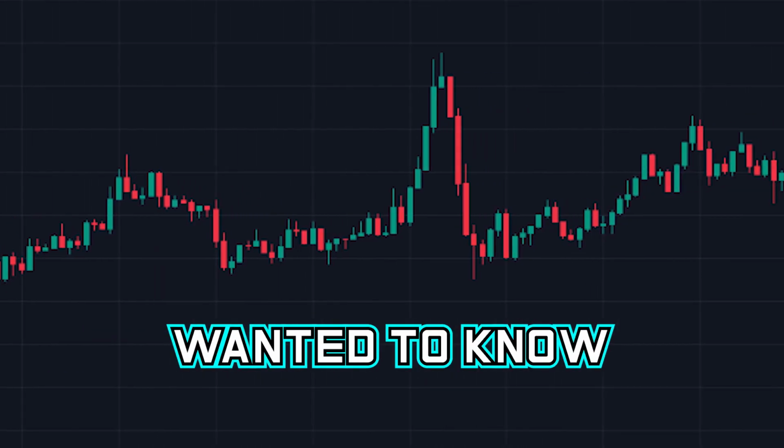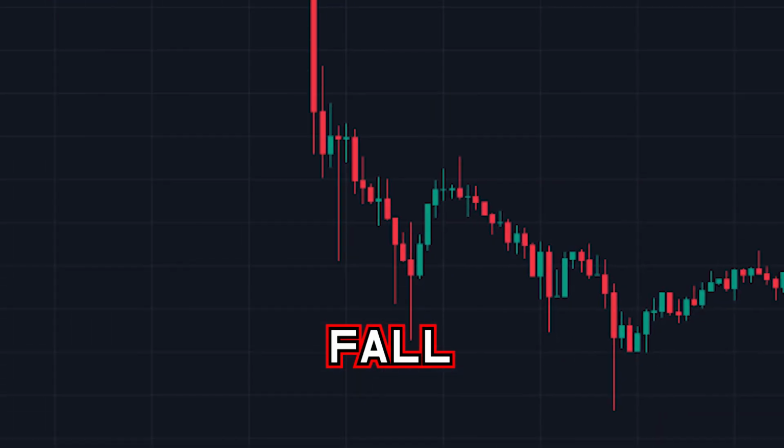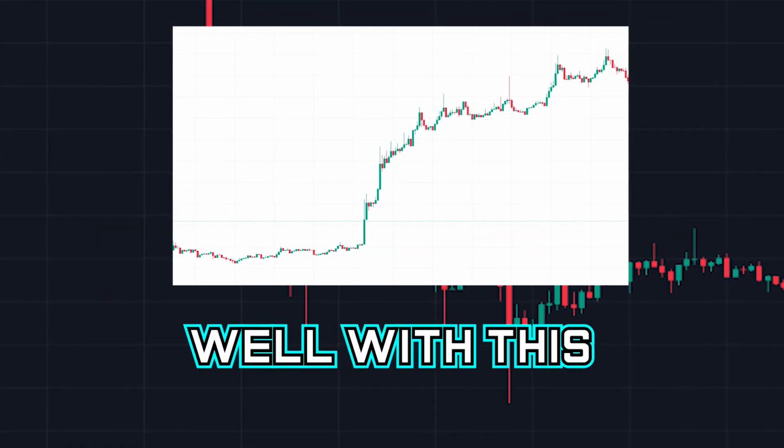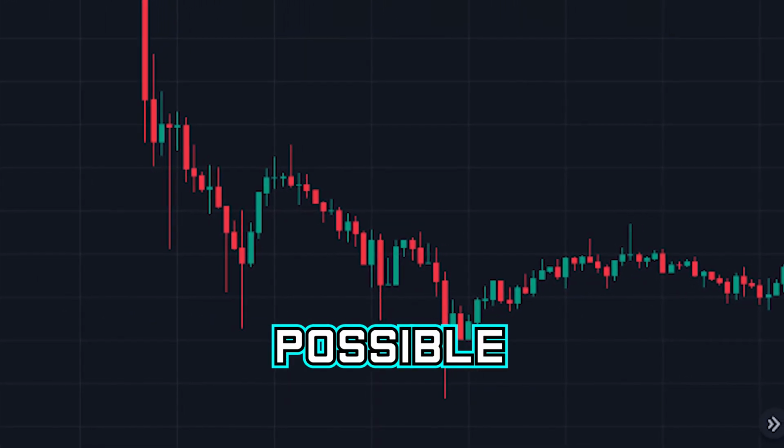Have you ever wanted to know when the price of a certain asset will fall? Or have you ever wanted to know when the price of an asset will rise? Well, with this indicator, it's very much possible.